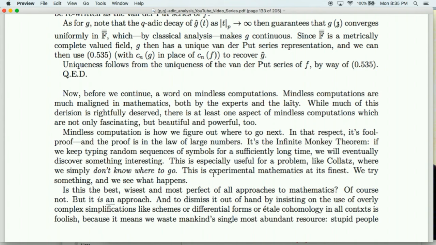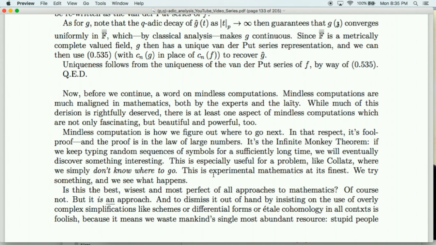In this respect, it's foolproof, and the proof is the law of large numbers. It's the infinite monkey theorem. If we keep typing random sequences of symbols for a sufficiently long time, we will eventually discover something interesting. This is especially useful for a problem like Collatz, where we simply don't know where to go. This is experimental mathematics at its finest.